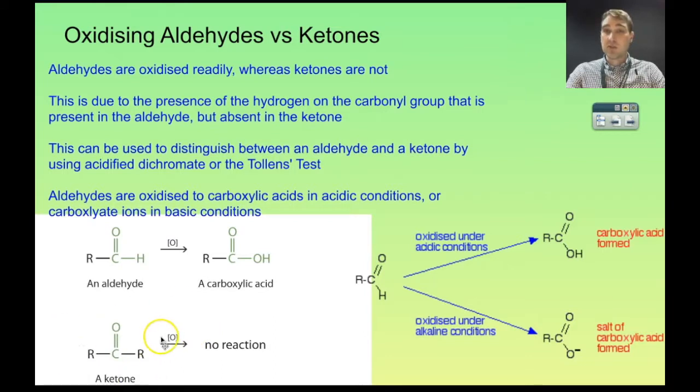So the fact that ketones don't oxidize, whereas aldehydes do, we can use tests to show that and determine if something is an aldehyde or a ketone. So we can use acidified dichromate solution like we had with the primary, secondary and tertiary alcohols, but we can also use Tollens Test, and we'll look at Tollens Test a bit later on. Now, under acidic conditions, when you oxidize an aldehyde, you get a carboxylic acid. And under basic conditions, or alkaline conditions, you get a carboxylate salt, carboxylate anion. So let's have a look at how that happens.